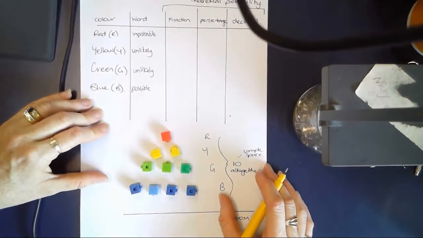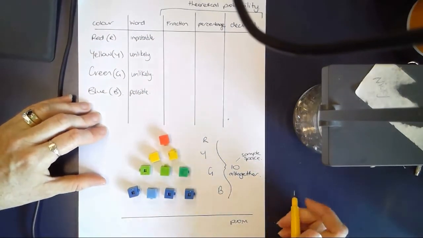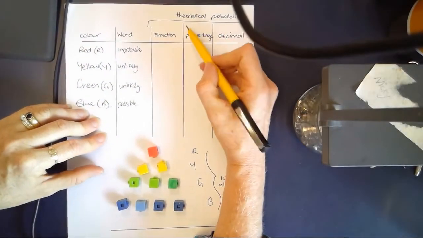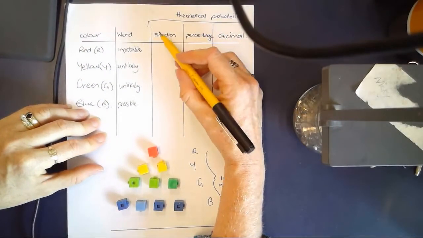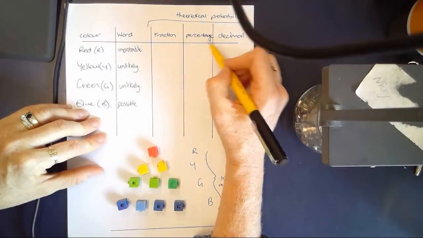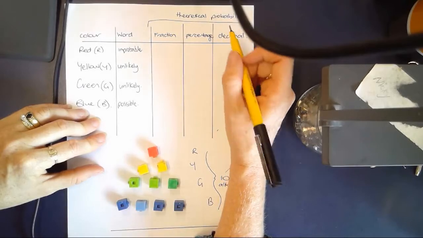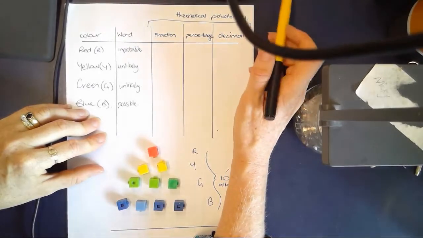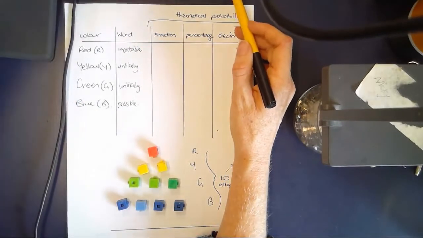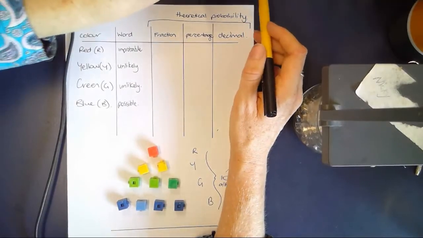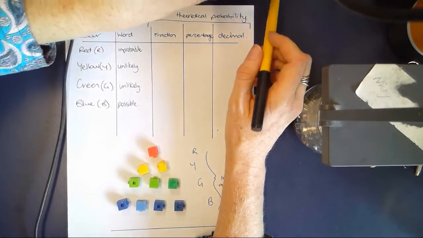So now we're thinking about the term theoretical probability, okay? I've put all those words together, fractions, percentage, decimal, because you can represent it in different ways. But theoretical probability, get out of the way, you silly cord. There, teach you a lesson.